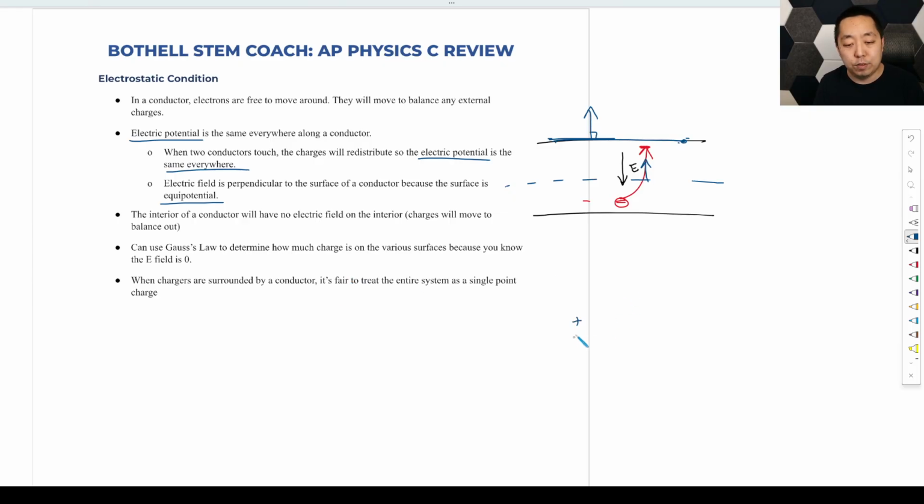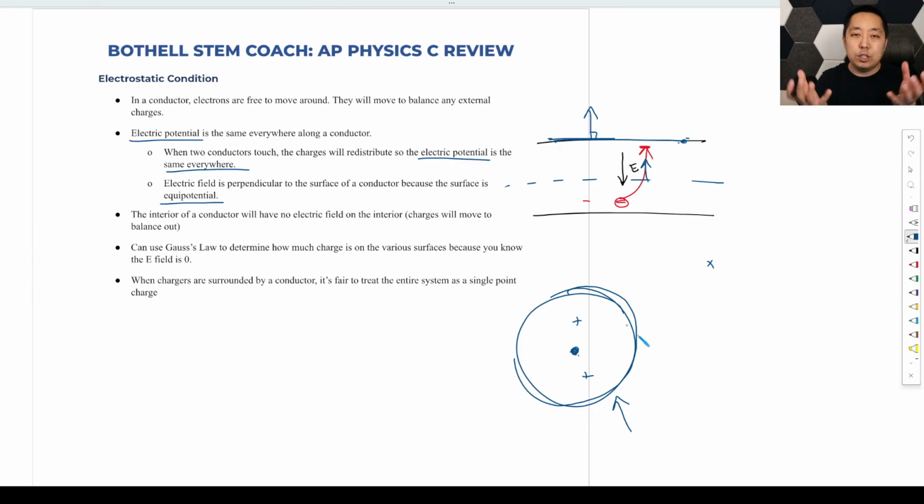When charges are surrounded by a conductor, it's fair to treat them in a simple way. So let's say I have a whole bunch of point charges over here. This is another fact: it's fair to treat all of these point charges as a single charge. If they're surrounded by a metal conductor, then you can treat all these interior charges as a single point charge with the total charge, for the purposes of force and potential. It's an interesting fact about conductors that they can do that shielding, and it's a consequence of the fact that they will rebalance their charges in order to make the electric field zero.